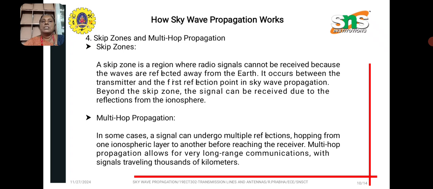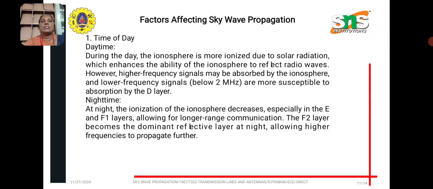And next is multi-hop propagation. In some cases, a signal can undergo multiple reflections, hopping from one ionosphere layer to another before reaching the receiver. Multi-hop propagation allows for very long-range communications with signals traveling thousands of kilometers.